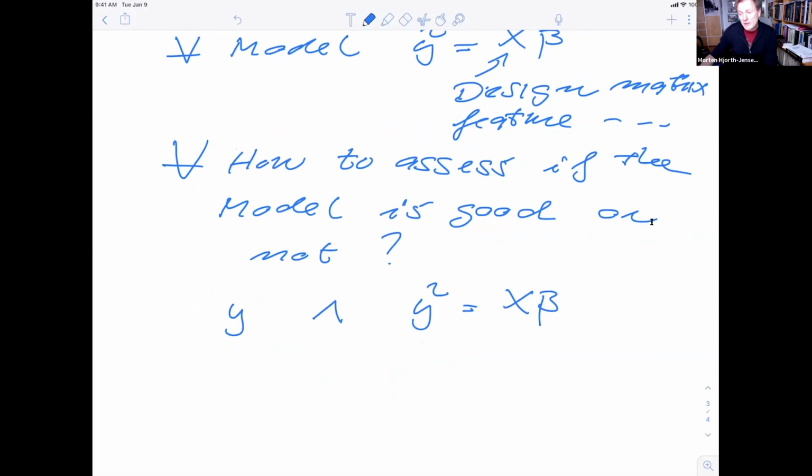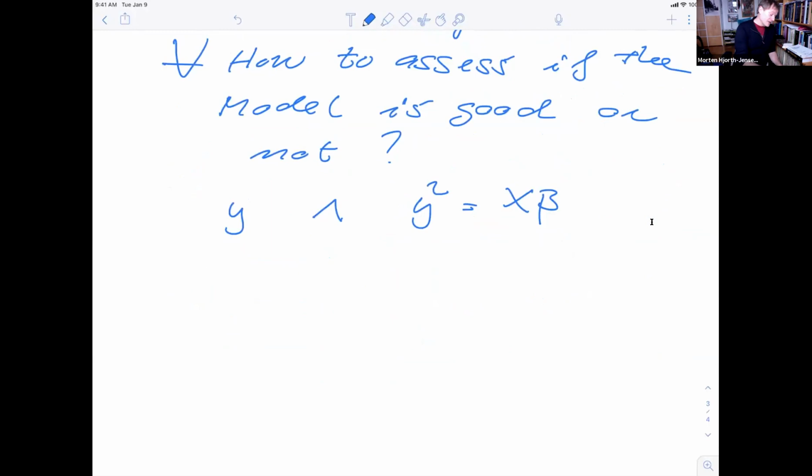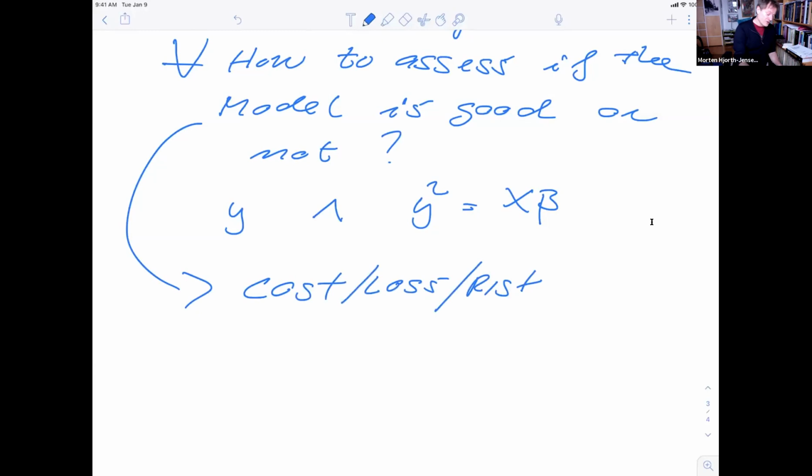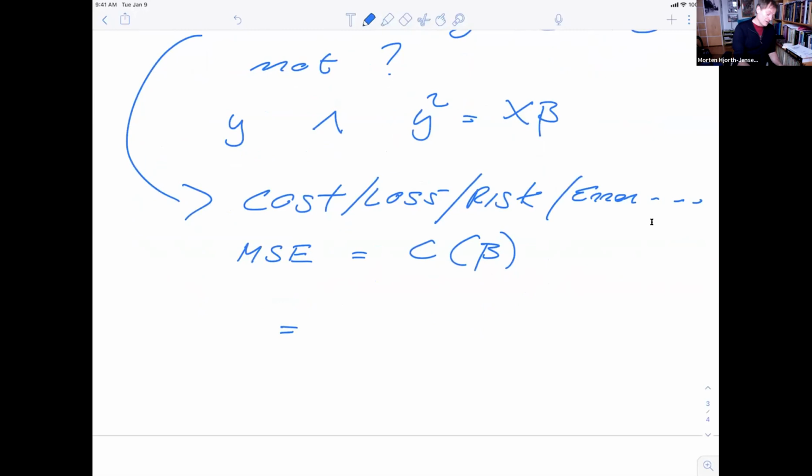So this assessment process defines something which in the literature is often called the cost function. You will sometimes see it labeled as a loss function, or a risk function. If you are doing finance, you will find it as the error function and so on. But the mean squared error. I'm going to define that now as a function C of the parameters beta, and we are going to write that out in terms of the mean squared error. And that's an expectation value.